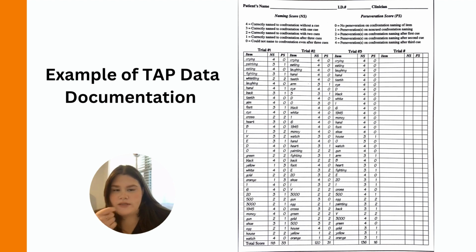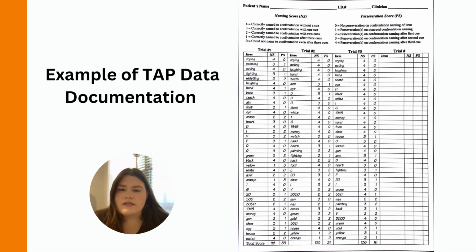And for the perseveration score system, a lower score is desired. On this form, the person scored a 0 on the first try for the perseveration of crying, which is great. The score system is as follows. They would receive a 0 if there were no perseverations and a 4 if they perseverated after 3 cues.